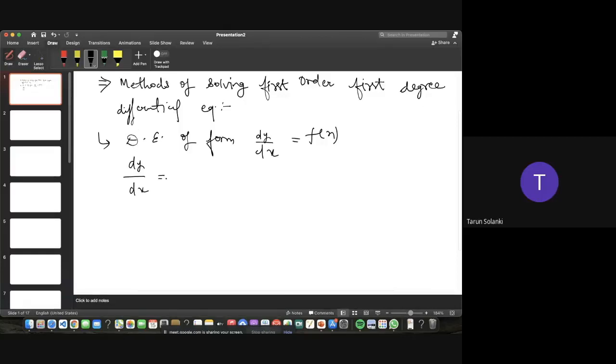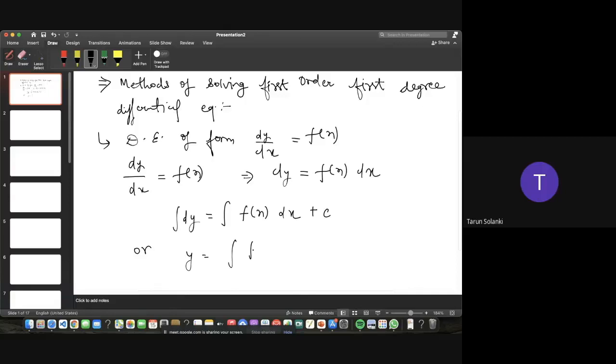dy by dx is equal to f(x), which gives dy is equal to f(x) dx. Integrating both sides, you will get integration dy is equal to integration f(x) dx plus c, or y is equal to integration f(x) dx plus c. So this is our first answer. Now we will take questions.